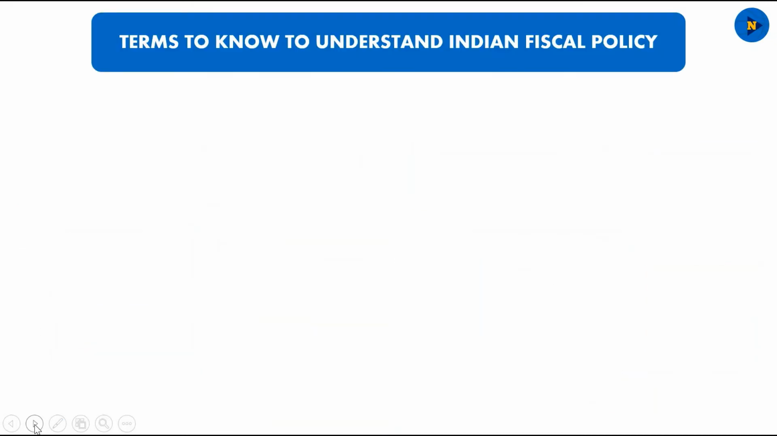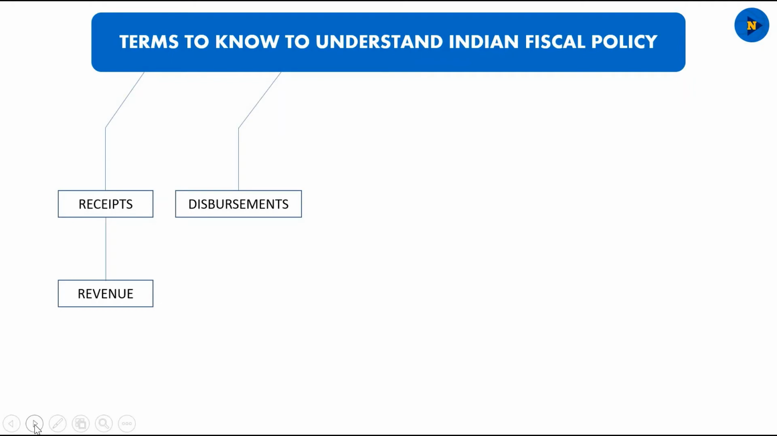So before moving on to actually looking at the Indian fiscal policy, here are a few important terms that you should know to actually understand the document. Receipts is another word for revenue, and disbursements is another word for expenditure. So in the document that I'm about to show you, if you happen to see the words receipts or disbursements, don't be afraid, it's just another word for revenue and expenditure.